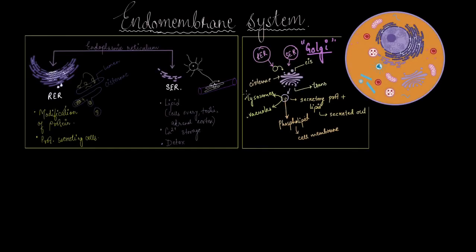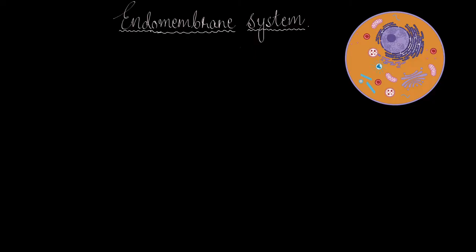In our previous video, we discussed the endoplasmic reticulum and the Golgi body, which are two organelles of the endomembrane system. In this video, we are going to talk about the remaining two, which are the lysosome and the vacuoles. So let's begin quickly with lysosomes. What are they? These are the tiny vesicles that you see scattered in the cytoplasm.